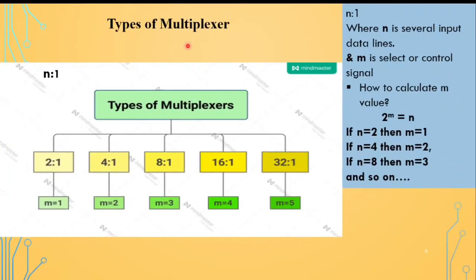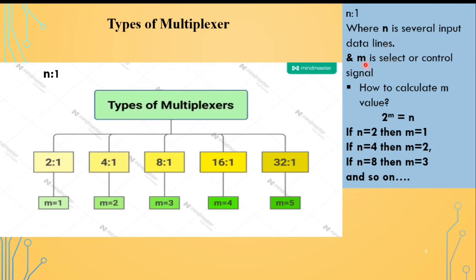Types of the multiplexer. There are several types of multiplexer: 2x1, 4x1, 8x1, 16x1 and 32x1. Here we discuss the n by 1, where n stands for the number of data inputs and there is only one output. So 2 means 2 inputs and 1 output. What is m and what is n? Here n is the number of input data lines and m is the select or control signal.